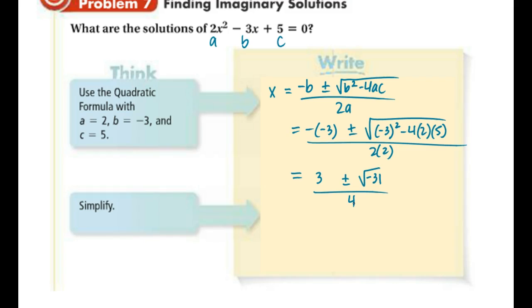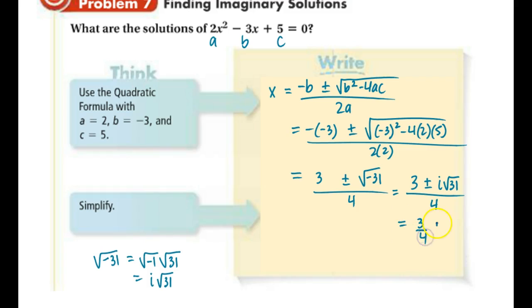Well, we learned how to work with the square root of a negative earlier in this lesson, so we can rewrite that as i times the square root of 31, and that work is shown in the bottom left corner if you need to see it. So now we just need to share the 4 on the bottom with both pieces. So that means we get 3/4 plus or minus the square root of 31 over 4 times the imaginary unit i. So that would be our 2 solutions.